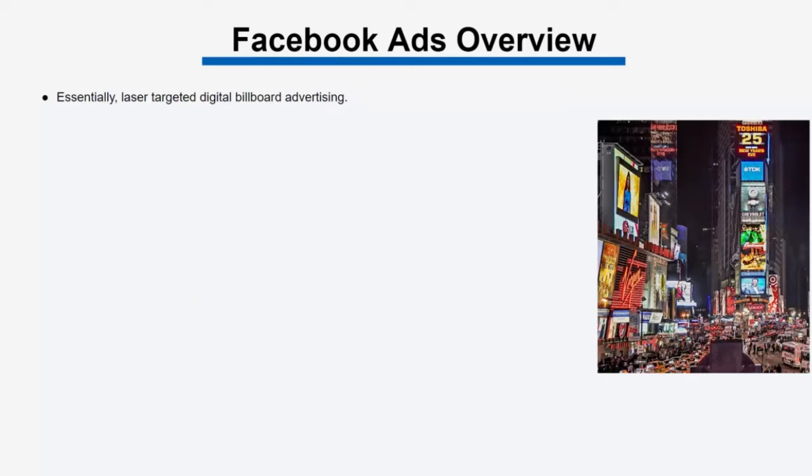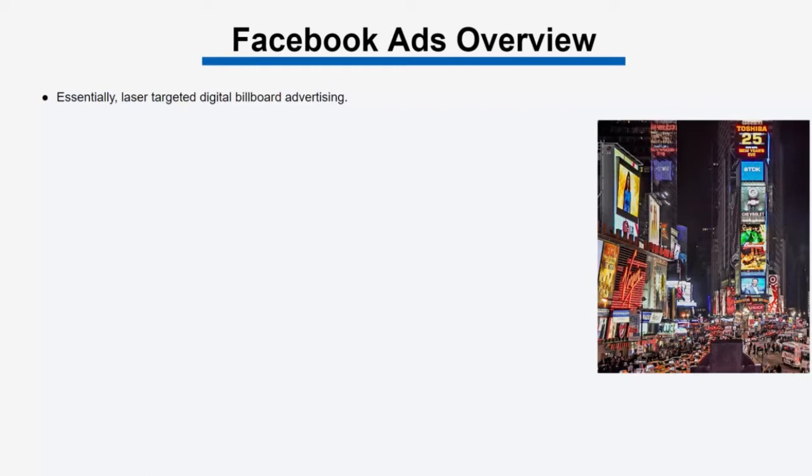Essentially, it's laser targeted digital billboard advertising. So just think about advertising on Facebook as you going down a freeway, you're traveling to a particular destination, and you're seeing a bunch of billboards on the sides of the roads, okay? And what you're able to do is create specific ads that target specific individuals. So you can be driving down a freeway and you can be targeting people that want to get their home remodeled. You can be targeting people that want to visit a dentist. You can be retargeting people who want to lose weight, who want to join a gym membership, right?